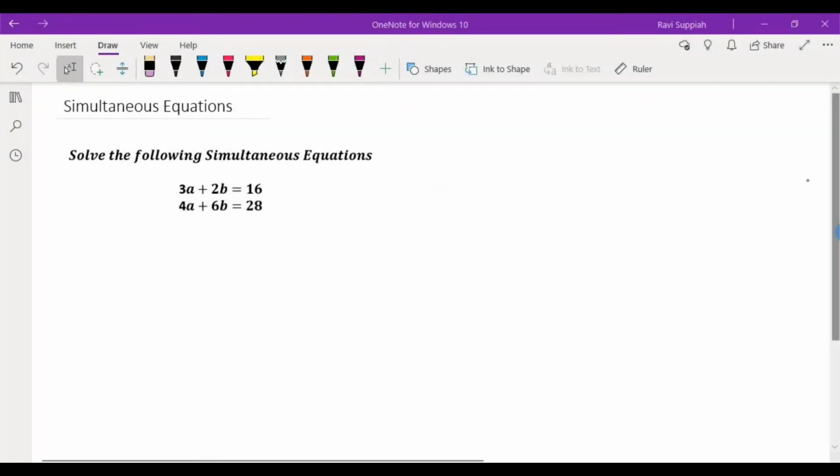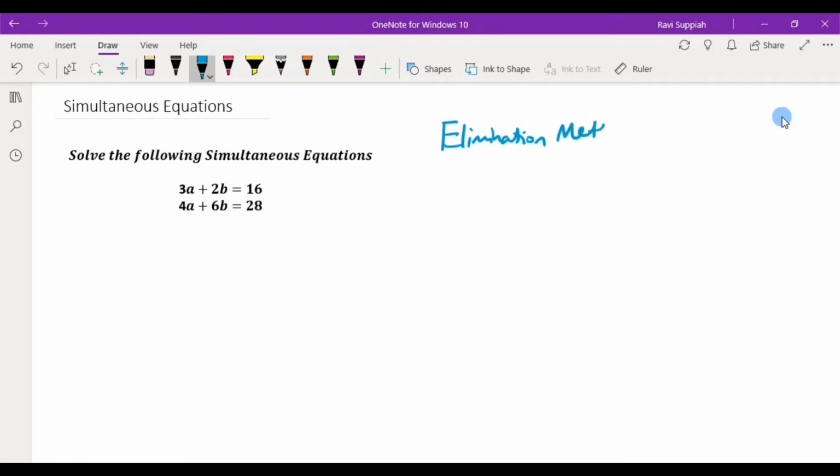Hi, let's look at this simultaneous equation that we are going to solve using the elimination method. Okay, so this is a very common method that is used to solve simultaneous equations. The other method is the substitution method, which I will explain in other videos.